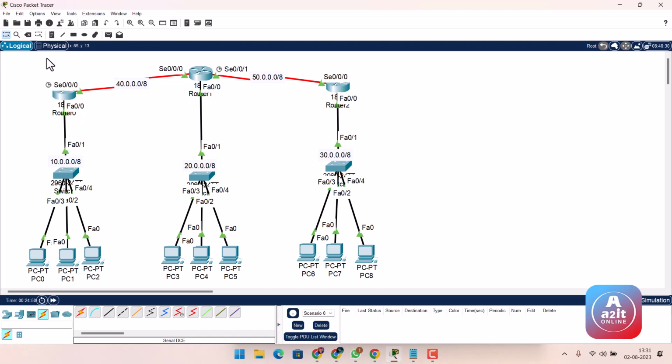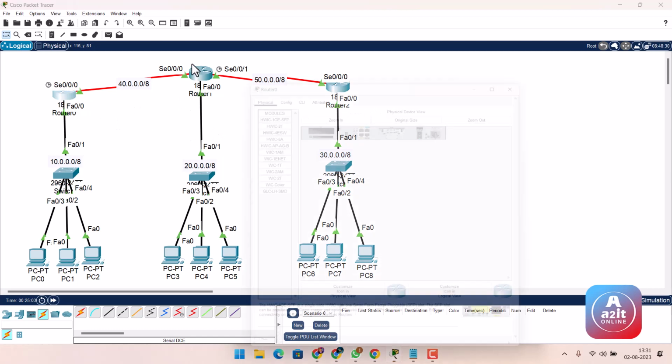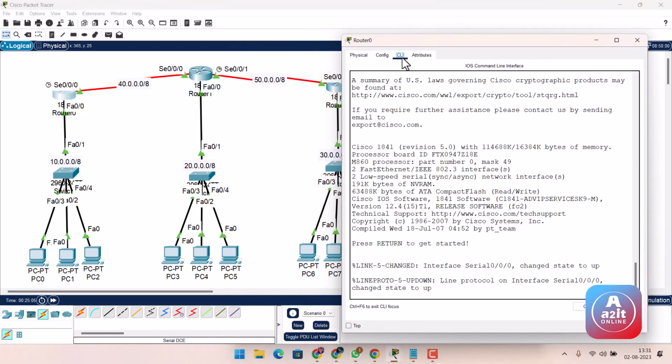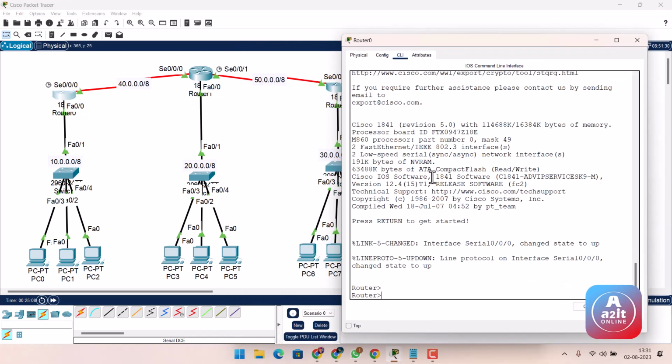First of all, I need to connect all these network devices together using their IP addresses. As I mentioned here, I am going to use the network 40, and for the connectivity between the second and third router I am going to use the network 50. It's simple, we just need to select the interfaces that we have used to connect the routers together. For the connectivity of my first router with the second one, the port name is serial 0/0/0 for my first router, and also the same port serial 0/0/0 for my router 2.